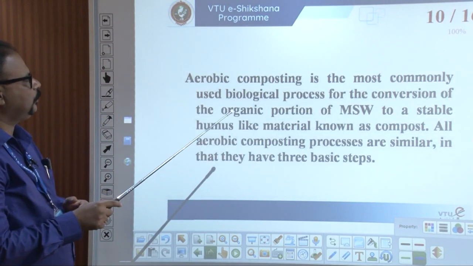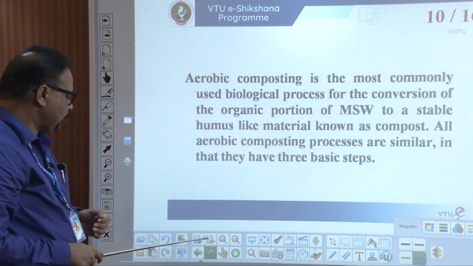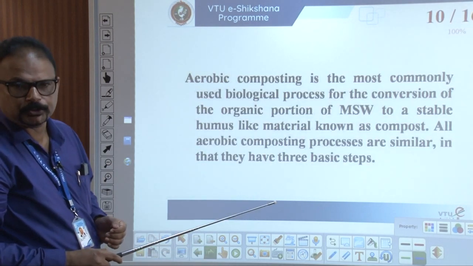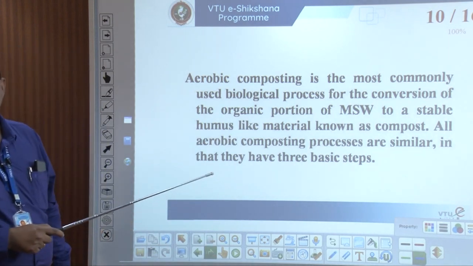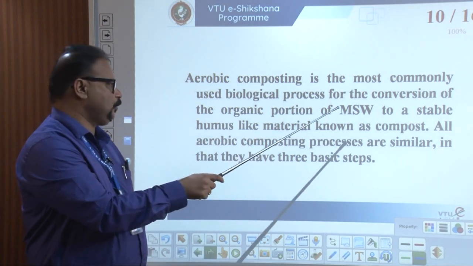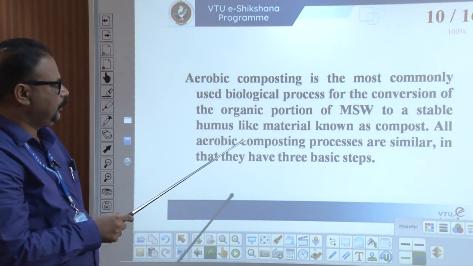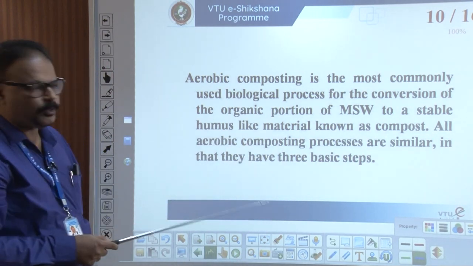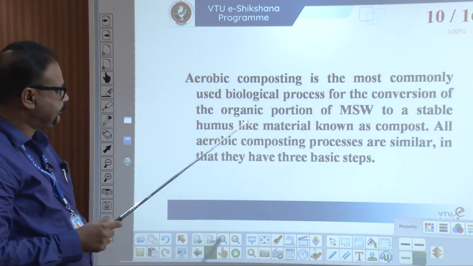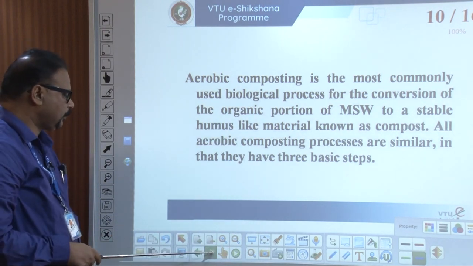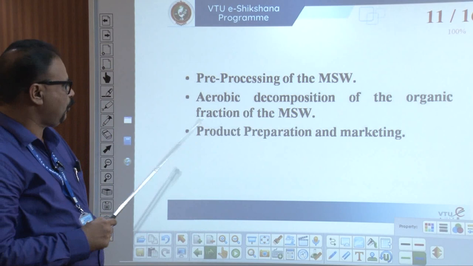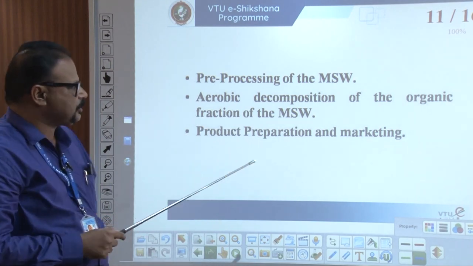Then we go for aerobic composting, process description over. This microbiological process, aerobic composting, is the commonly used biological process for conversion of the organic portion of MSW to humus-like material, known as compost. All the aerobic composting processes are similar, that have three basic steps, one by one: pre-processing of MSW, aerobic decomposition of organic fractions of MSW, product preparation and marketing.